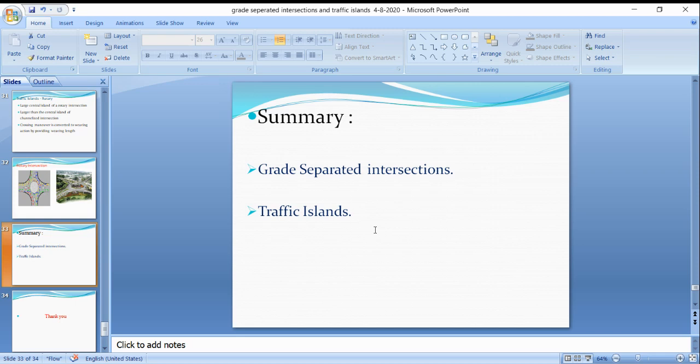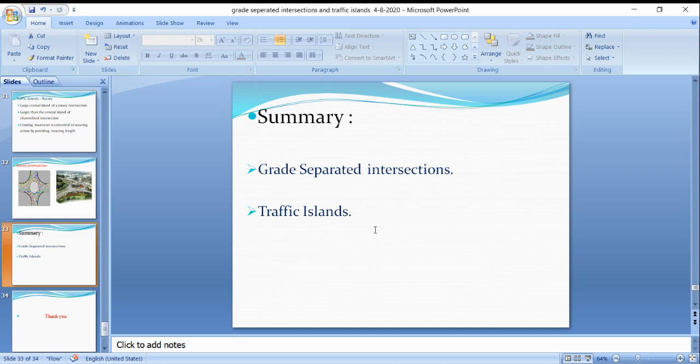So next we come to the traffic islands. Here we provide traffic islands when two or more roads of equal importance meet. There are different types: circular islands, elliptical island, rhombus island, turbine island, and tangent island. The circular island is the best type, suitable when two roads of equal importance and equal width are there, then we will provide the circular island.